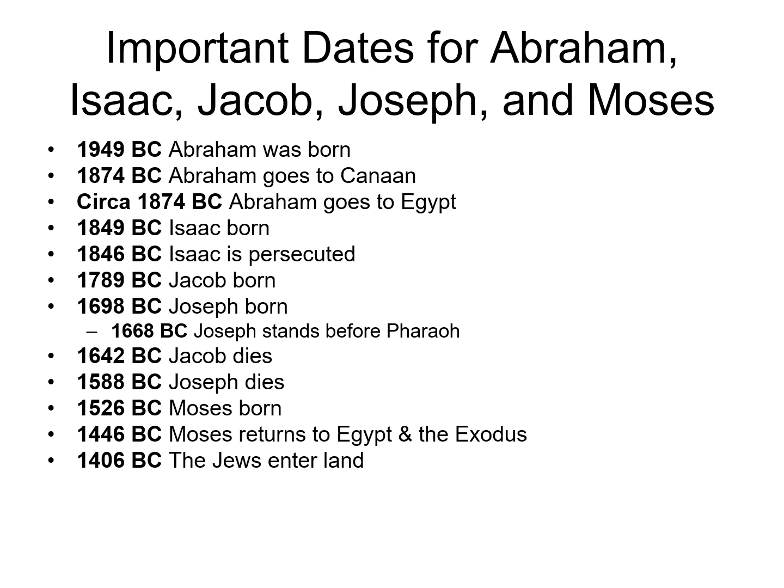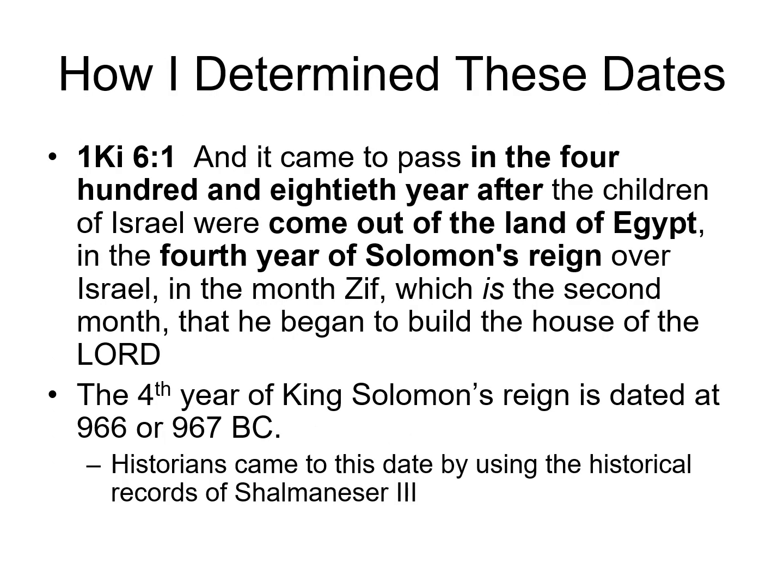He returns to Egypt in 1446, which is the same year as the Exodus, and they enter the land in 1406 BC. So I wanted to show how I worked these dates out, and my starting point was this verse, 1 Kings chapter 6, verse 1, and some historical records and archaeology. So to begin, let's read from 1 Kings chapter 6, verse 1.